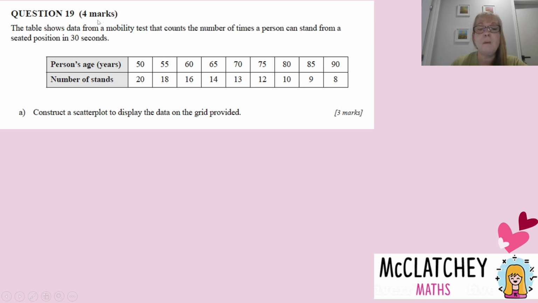Now this is a 4-mark question. Part A is worth 3 marks, so this is where we really want to do well. We have to construct a scatter plot to display the data on the grid provided. Now, drawing a graph is basically year 7 skills, but we need to have a think first about which of these is going to be my explanatory variable and which is going to be my response variable. Which one is going to have an impact on the other?